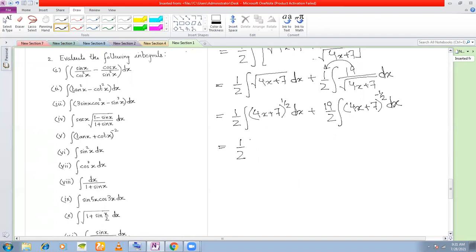Now how do you integrate this? X to the power of n rule: X to the power of n plus 1 by n plus 1. Not only that, but you also have to divide by the derivative of 4x plus 7. What is the derivative of 4x plus 7? It is 4. So you divide by 4, plus 19 by 2.